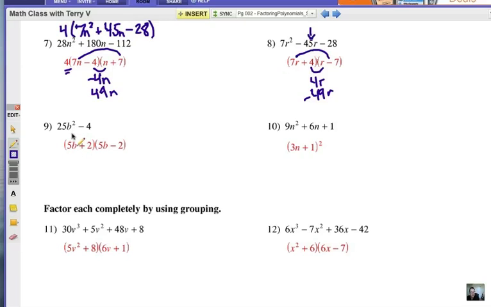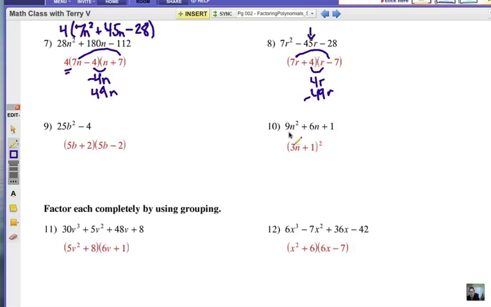All right, this is called a difference of two perfect squares. That's a special pattern we looked at before. Notice how you take the square root of the first term. It's 5b in both places. Take the square root of the last term. That would be a 2 in both places. And because the middle term is gone, that means we have a plus-minus pattern. All right, typical for factoring a difference of squares.